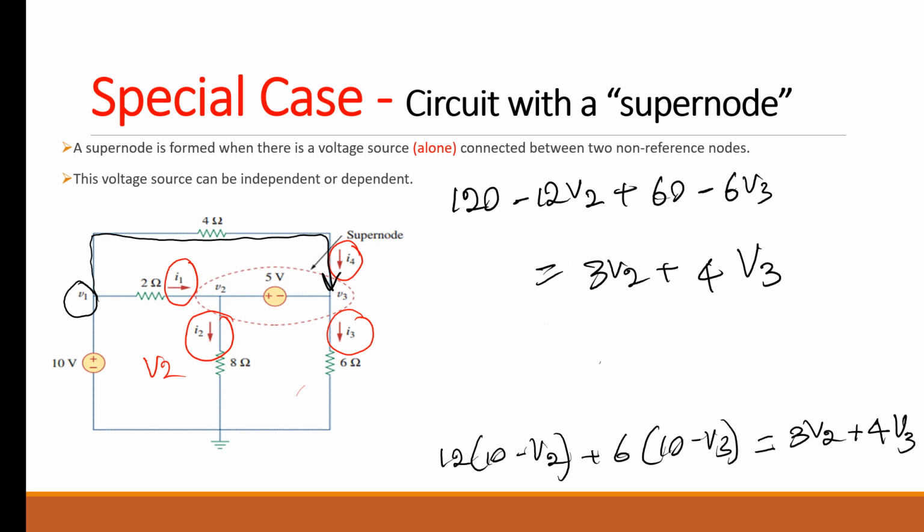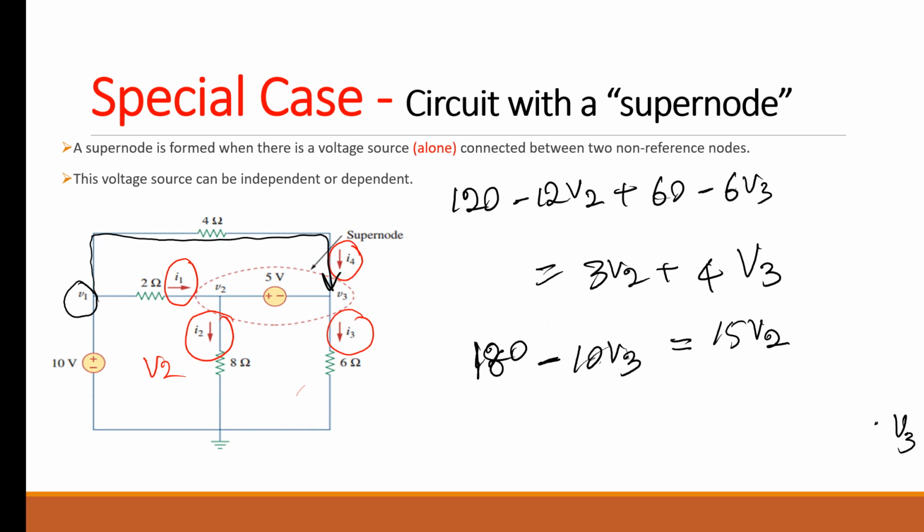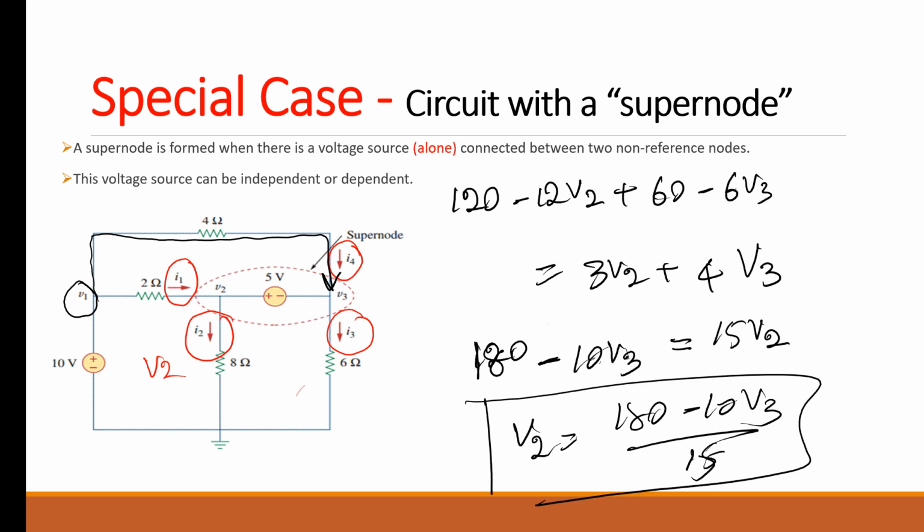So we take the V2 to the right hand side. So 15V2 is equal to 120 plus 60, so 180 minus 10V3. So we can divide by 5. Okay, we make V2 the subject. So V2 is equal to (180 minus 10V3) over 15. We can further simplify this. So we found V2 in terms of V3.